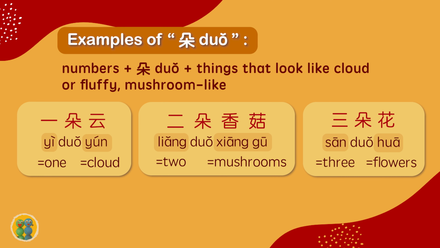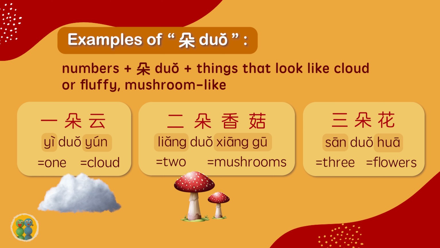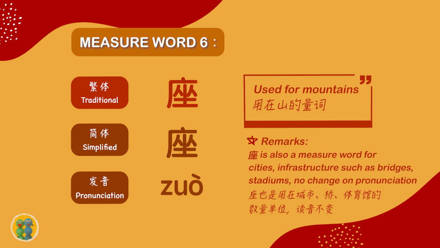Examples of 朵. 一朵云. 一 means one. 云 means cloud. 两朵香菇. 两 means two. 香菇 means mushrooms. 三朵花. 三 means three. 花 means flowers. The sixth measure word is 座.